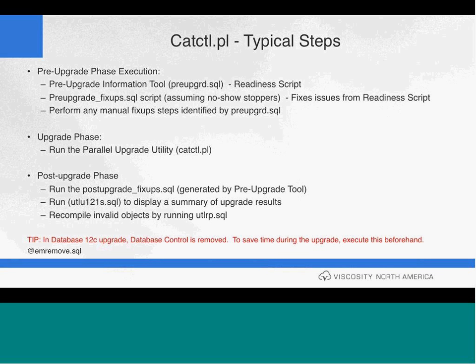One thing to mention: when you upgrade to 12c, DB Control has been deprecated. There's no longer DB Control in 12c, so the repository gets removed, and that takes a bit of time. So it's part of the preparation, although it's not part of the catupgrade. I would suggest that you do the removal of DB Control prior to the upgrade, and you can do that by running emremove.sql, which effectively removes it. All you have to do is emctl stop dbconsole, and then run emremove.sql.